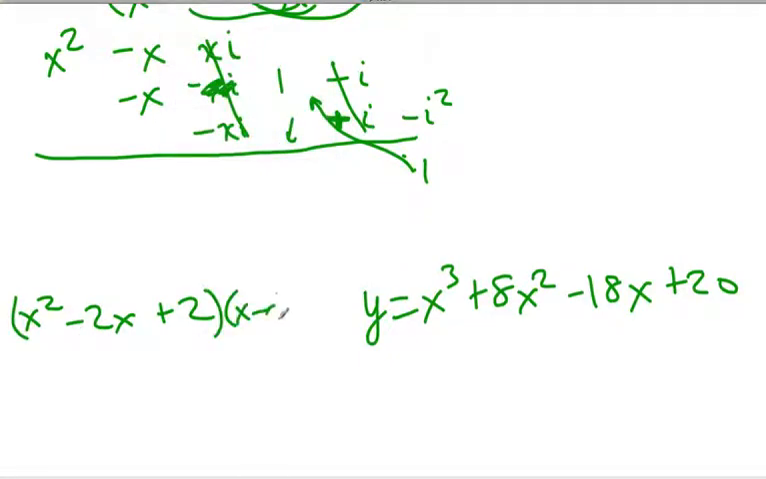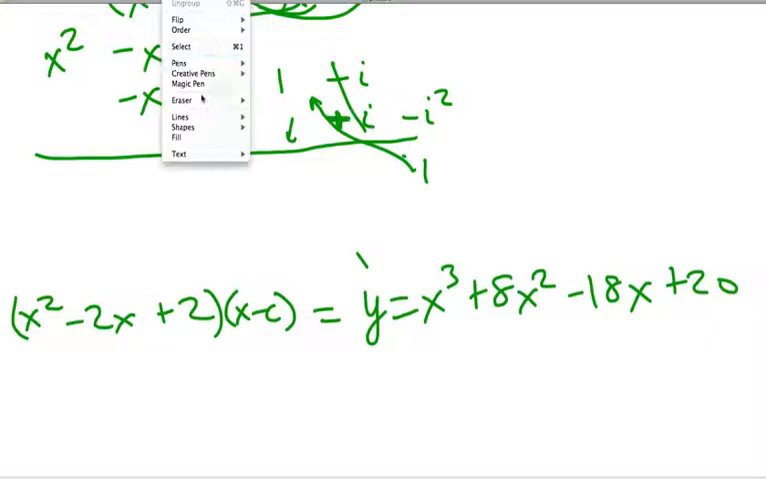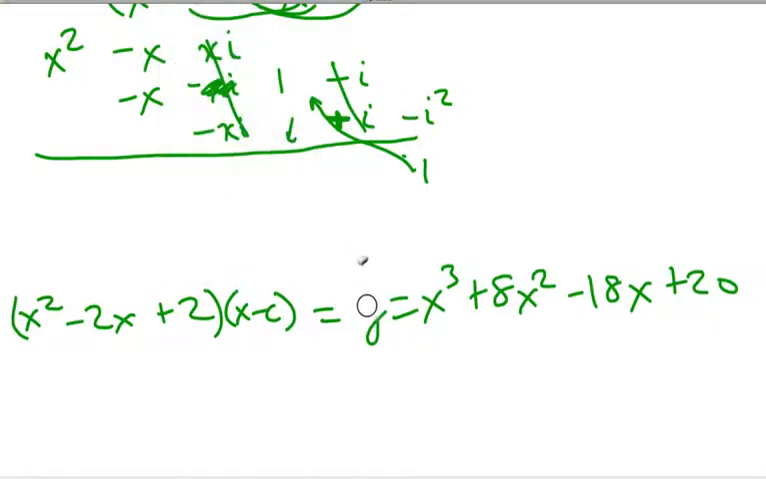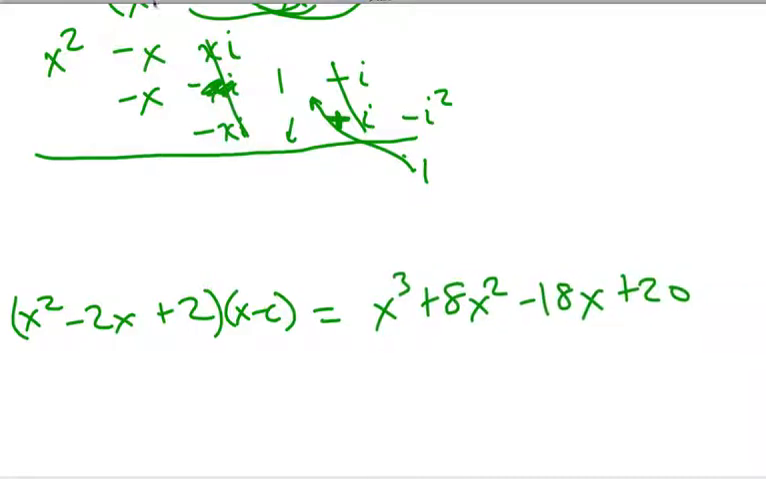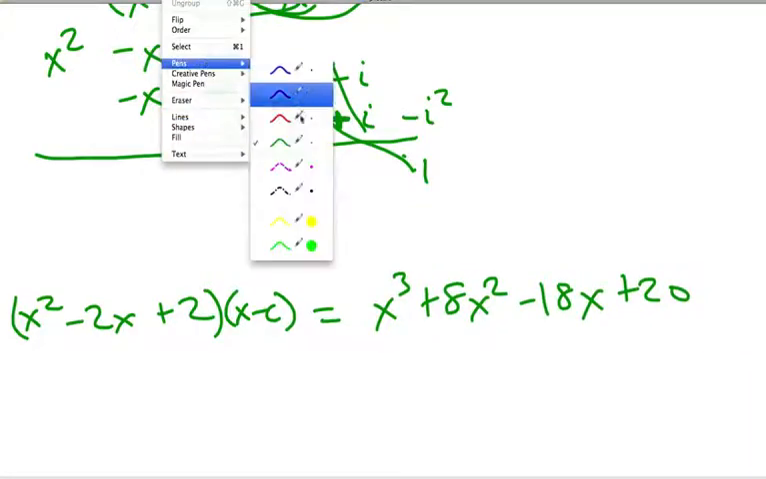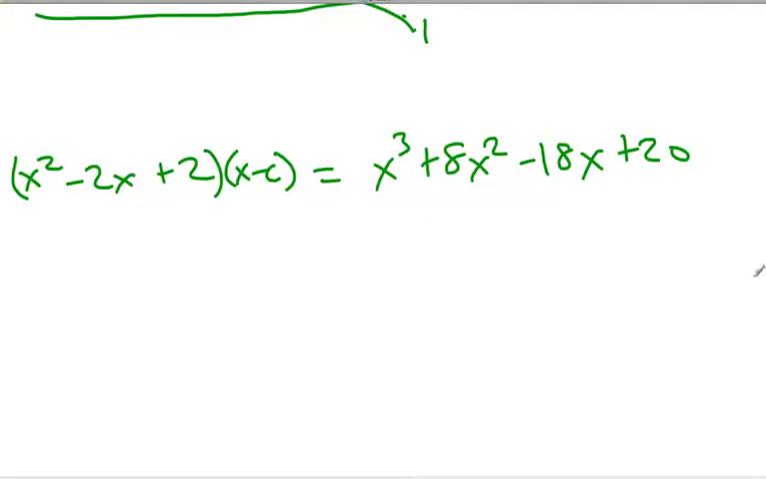Times x minus c should equal, well, I'm going to get rid of this because that's pointless to have the two y equals, because these should equal each other. I didn't feel like writing them, just trying to save time, which I think I did a pretty good job of. So yeah, this is the equation that we got.